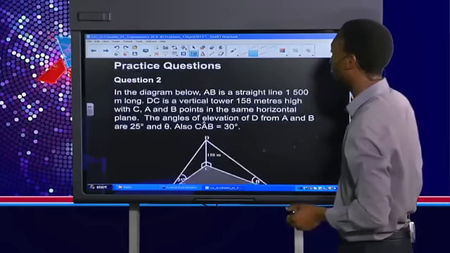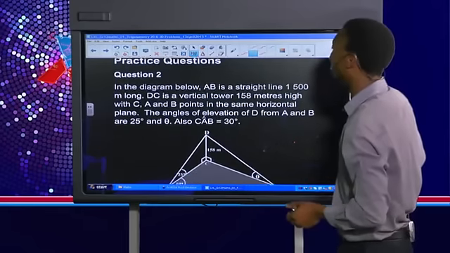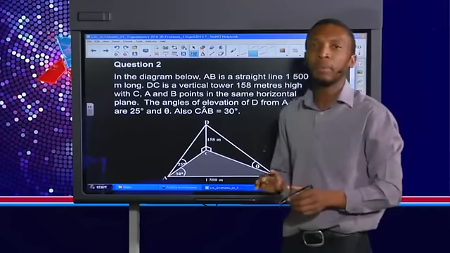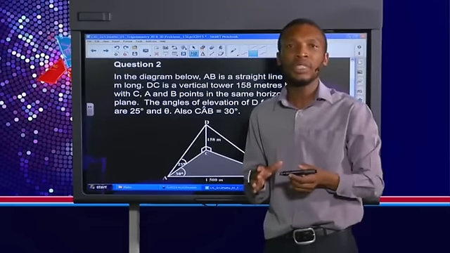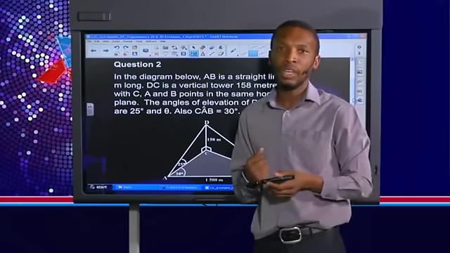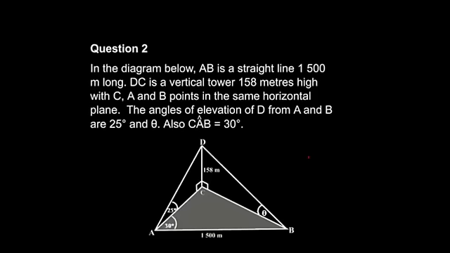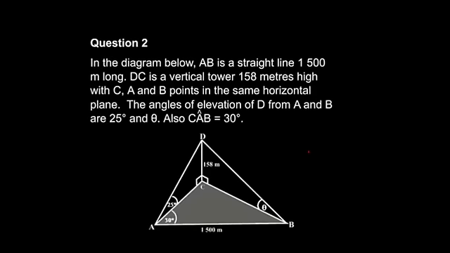Question 2. Again, it's a 3D problem, but again, do not worry. Just break it up into 2D shapes, or 2D figures, and apply either the sine rule or the cosine rule or the area rule. In the diagram below, AB is a straight line. Where is AB? So it's that line there. And they say it is 1,500 meters long.